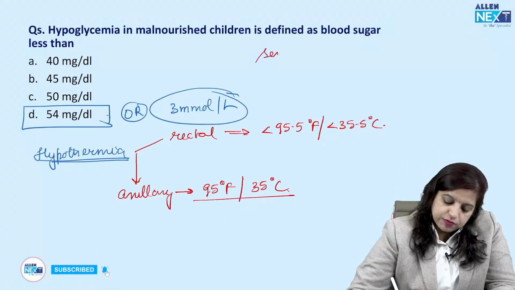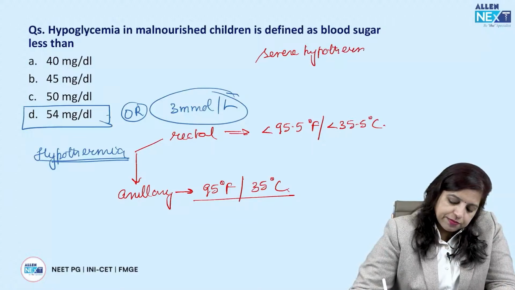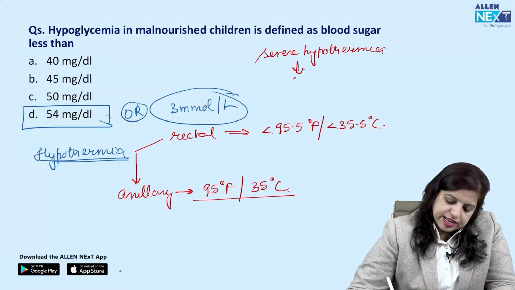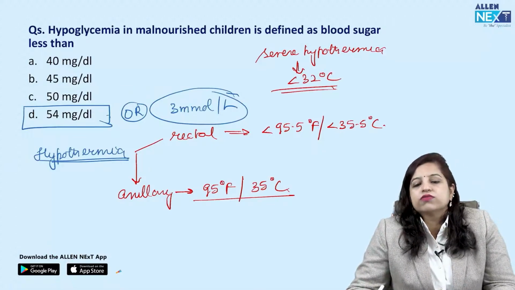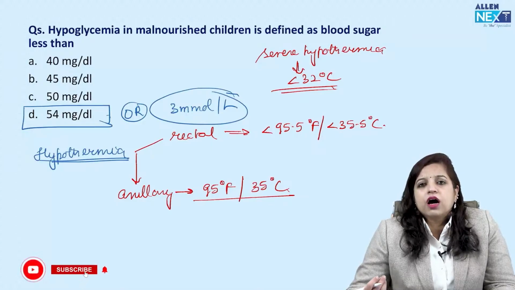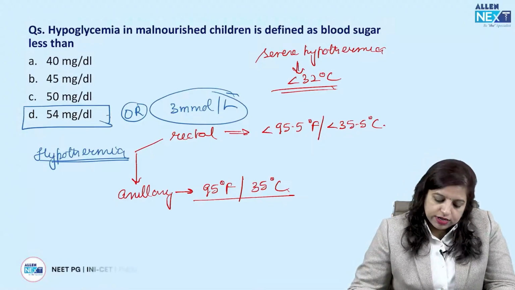Remember, severe hypothermia in SAM is defined as less than 32 degrees centigrade. So you should also know that cutoff. Sometimes they may ask you these straight away questions and you should be aware of them, right? Now let us move forward.